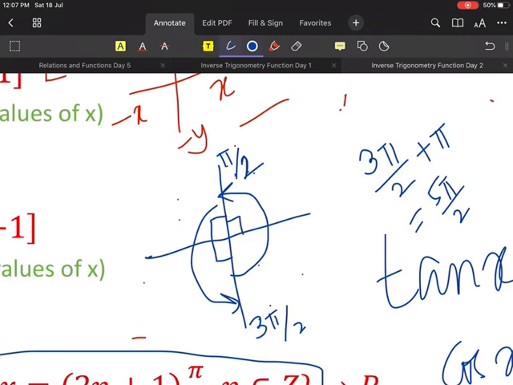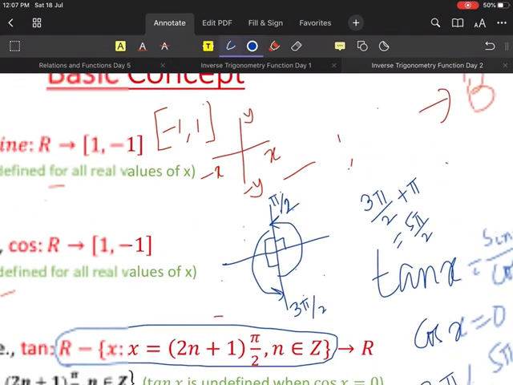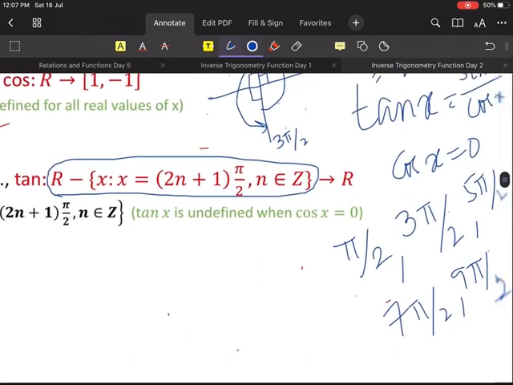Am I clear? Are you getting my point, yes or no? Yes, sir. So what I see is that for these angles, the value of cos x is equal to 0. Now how can I represent these angles? 1 into pi by 2. So what I can say is that for odd multiples of pi by 2, cos x is 0, right? Now how can I represent odd numbers?